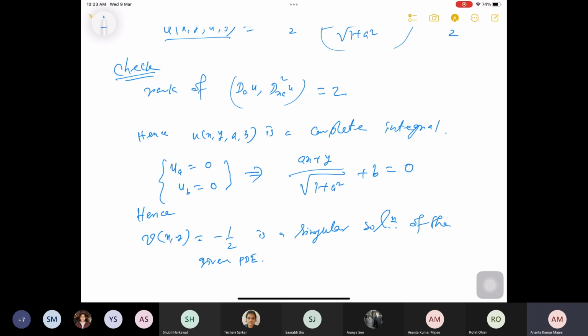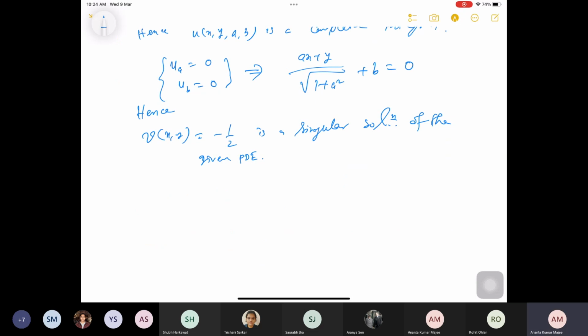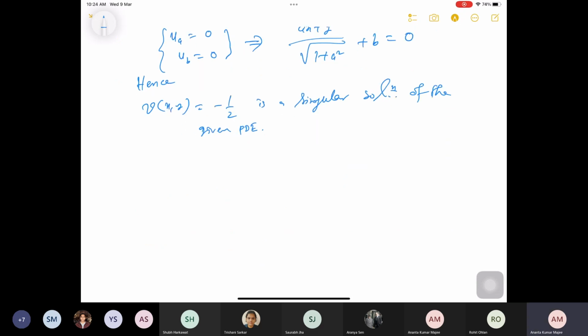Okay, and then you try to solve for the parameters from the equations ∂u/∂a = 0 and ∂u/∂b = 0. From there you try to solve a and b in terms of some functions of x and y, and you define your v(x, y), which is u(x, y, φ(x, y), ψ(x, y)). That v is a singular solution to your given PDE. So now I have a singular solution.